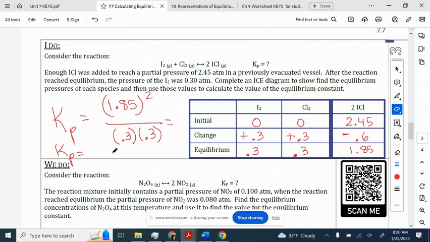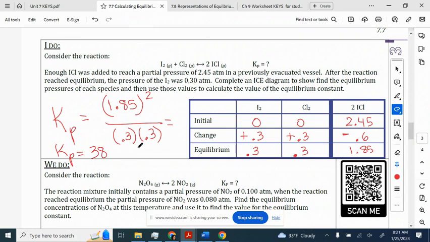I don't think it's 0.3. I got 38. I got 38 too. Yeah. You good? Okay. All right, so we've got 38. Remember, no units on K values.